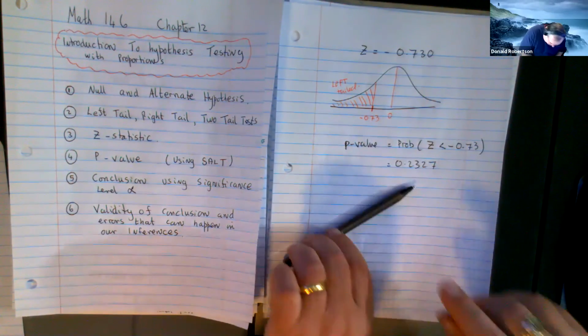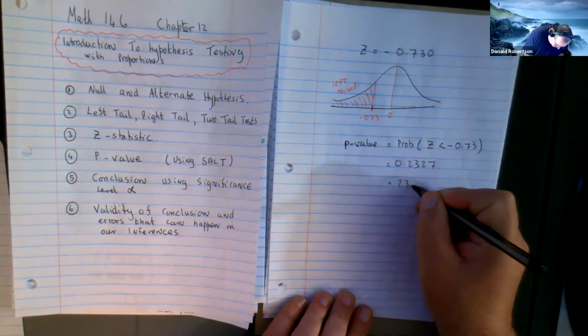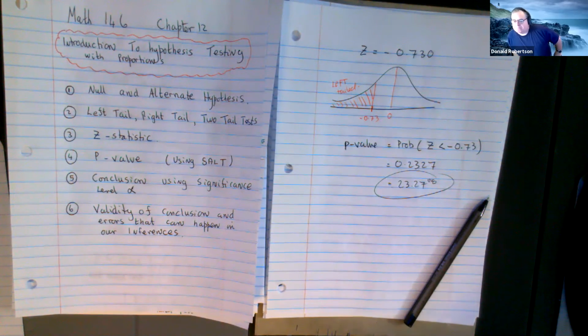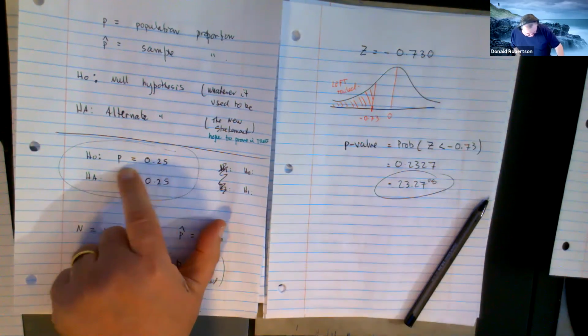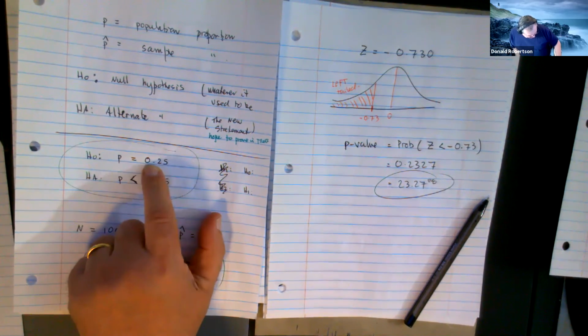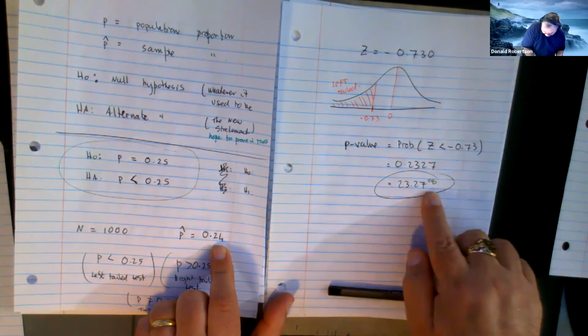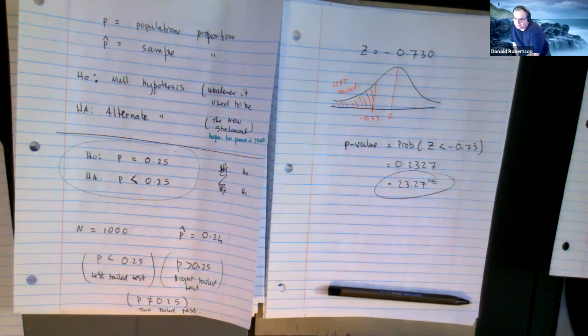I don't like decimals. I can live with them, but I prefer 23.27%. In other words, if the original null hypothesis was still true, you would expect to get a sample of 24%, or even lower, about 23% of the time. Would you agree that's a pretty high percentage of the time? That could well have happened just by randomness of samples. So we do not have evidence.